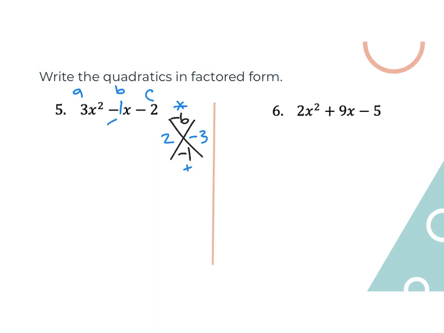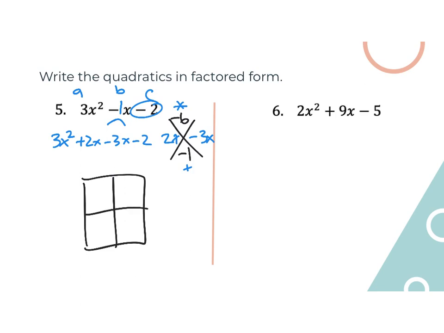All right, so if I split off that negative 1x into 2x and negative 3x, it looks like this: 3x squared plus 2x minus 3x minus 2. So here's the box. That's 3x squared, 2x, negative 3x, negative 2. All right. So now let's look at our GCFs. The GCF of 3x squared and 2x is just going to be an x.